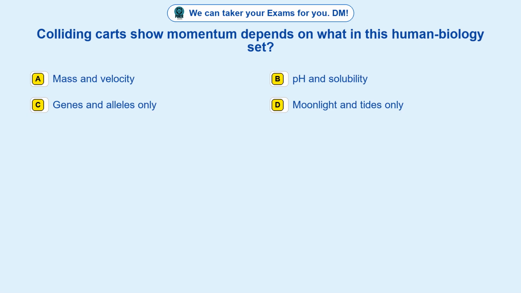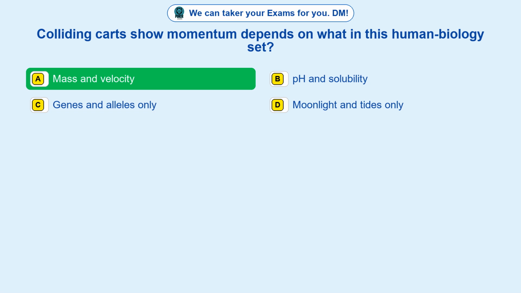Question 62. Colliding carts show momentum depends on what in this human biology set? Option A, mass and velocity. Option B, pH and solubility. Option C, genes and alleles only. Option D, moonlight and tides only. The correct answer is option A.